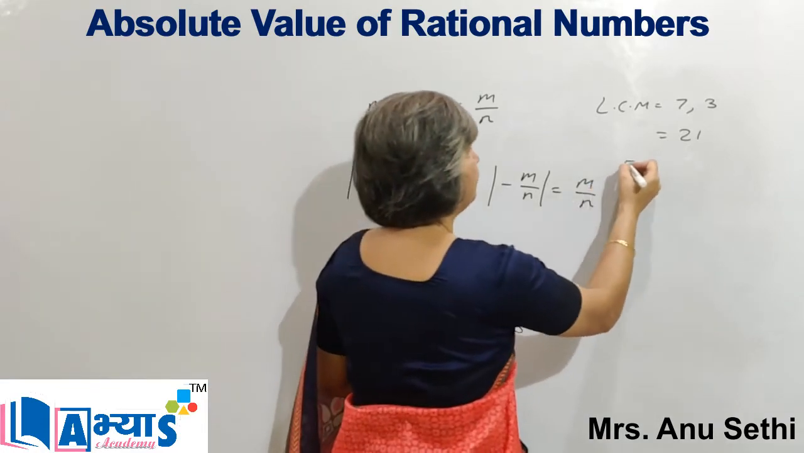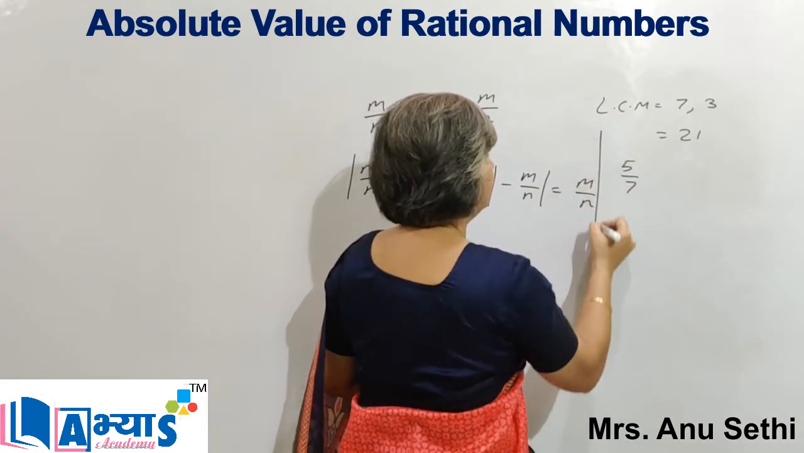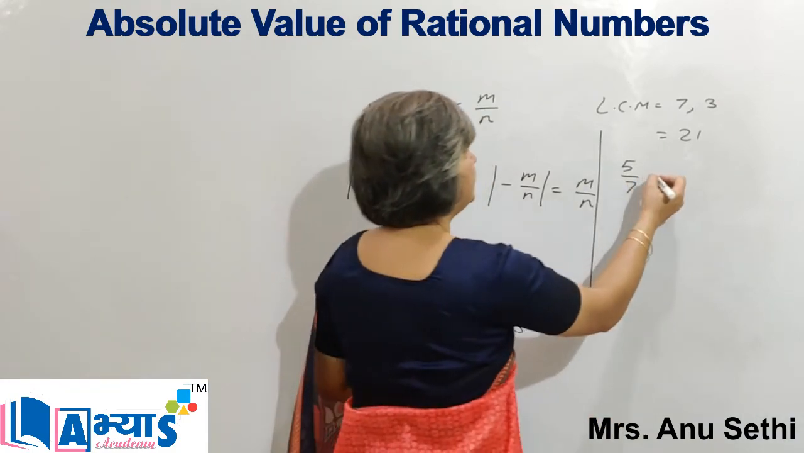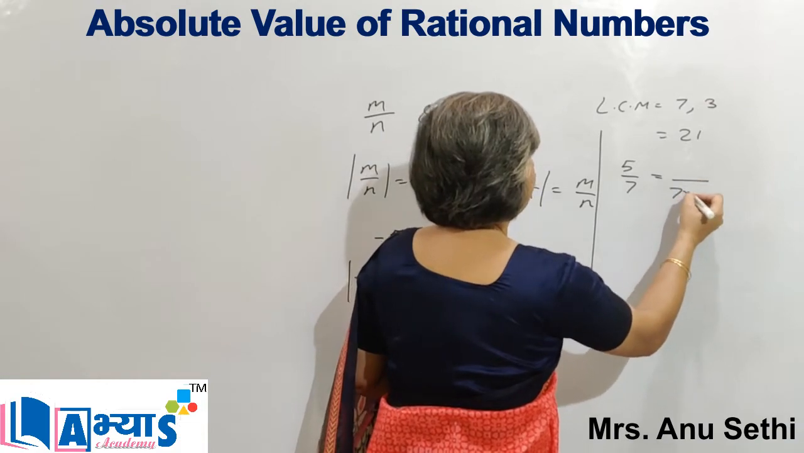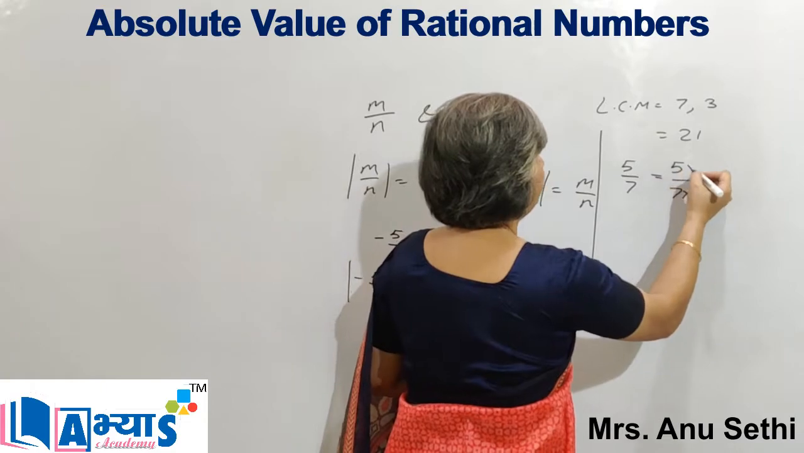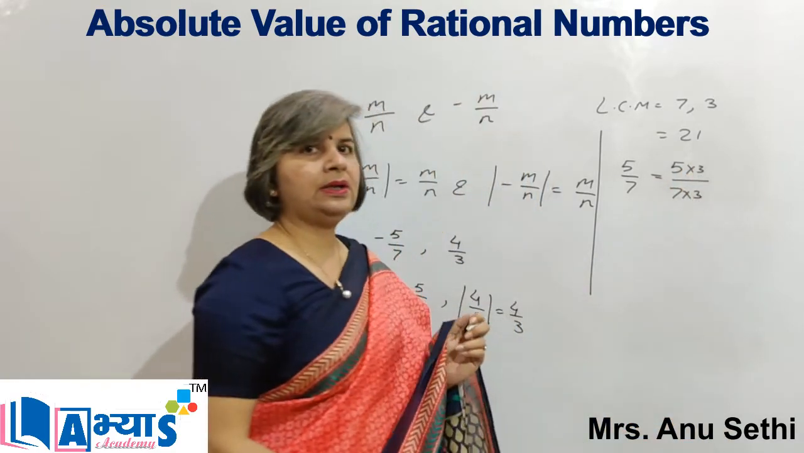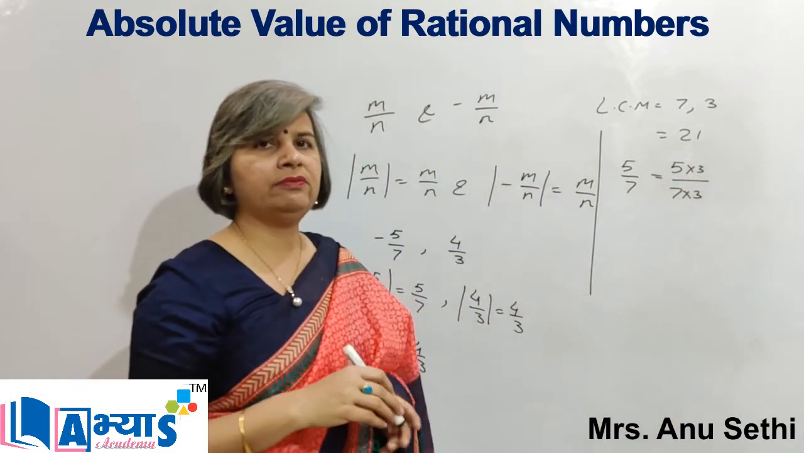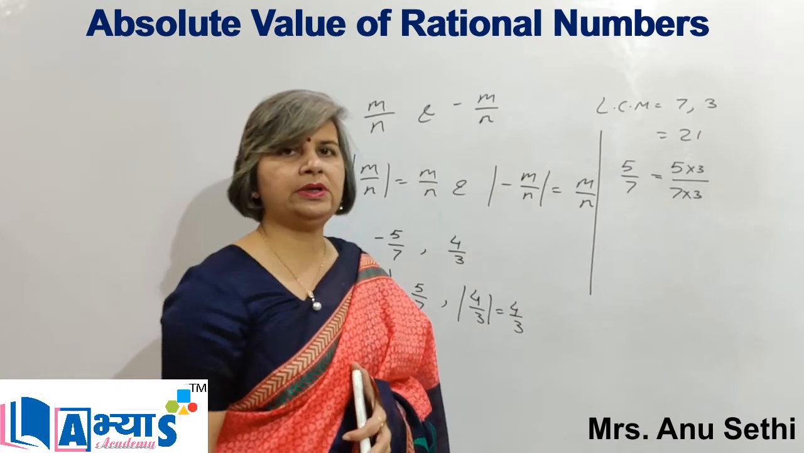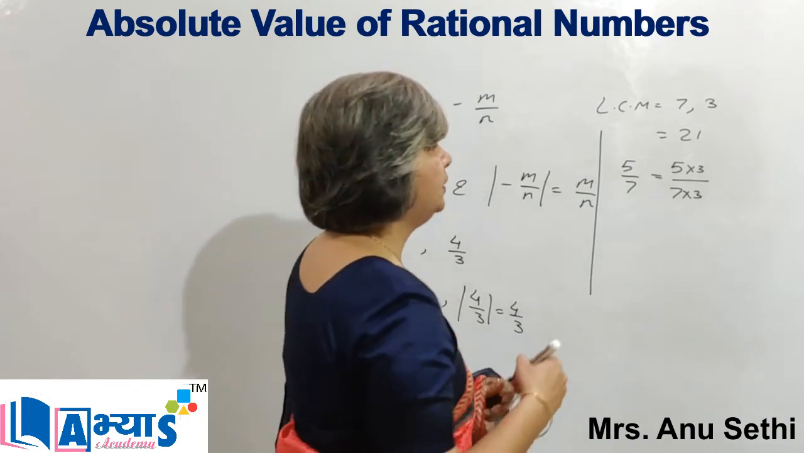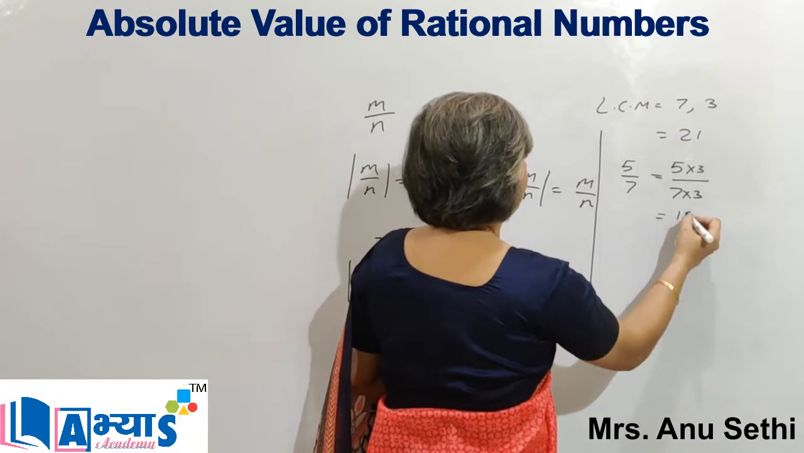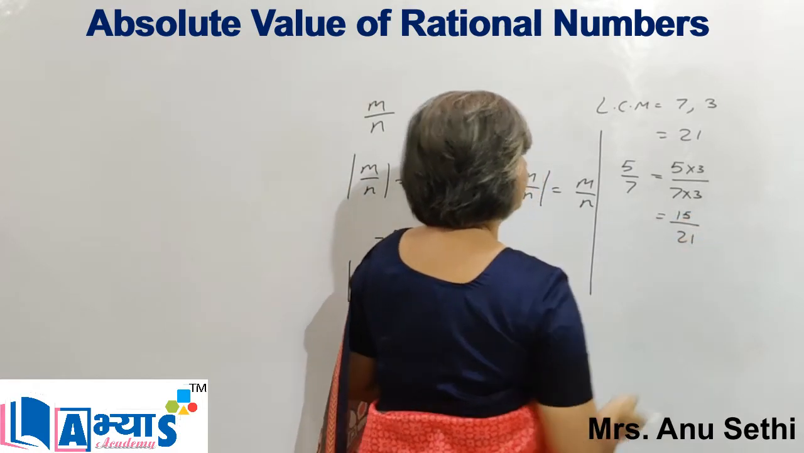Now to convert 5 by 7 into a number with the denominator as 21, I will multiply 7 with 3. That means 7 into 3 is 21. Similarly, I will multiply 5 with 3 because we have to get an equivalent fraction, and that can be found only when we multiply the same number with the numerator and with the denominator. So we have multiplied 3 with the numerator and 3 with the denominator, and I have got 15 upon 21.